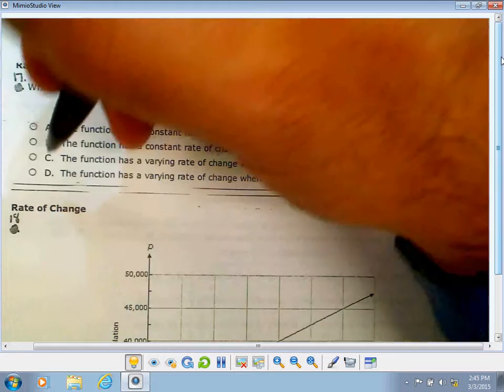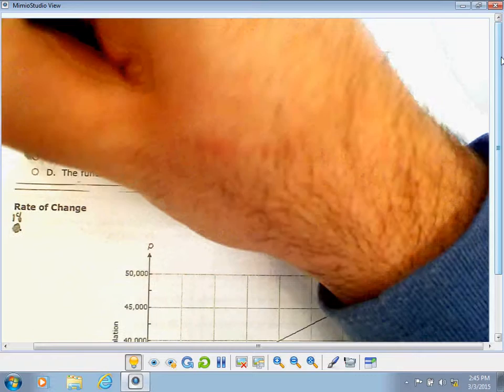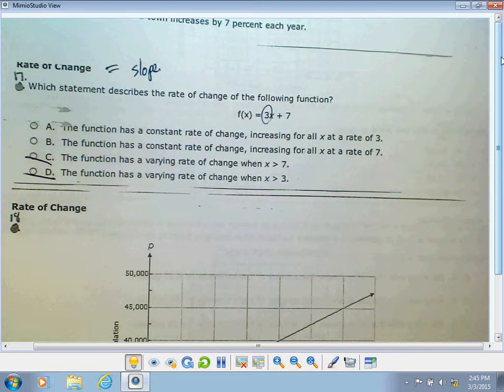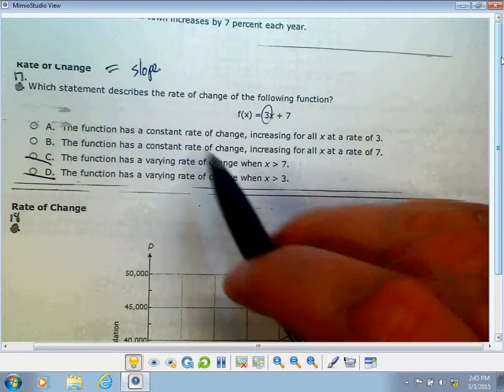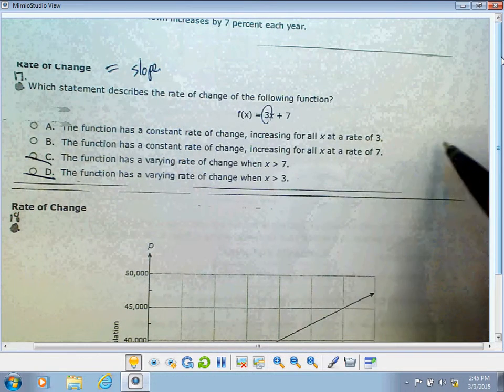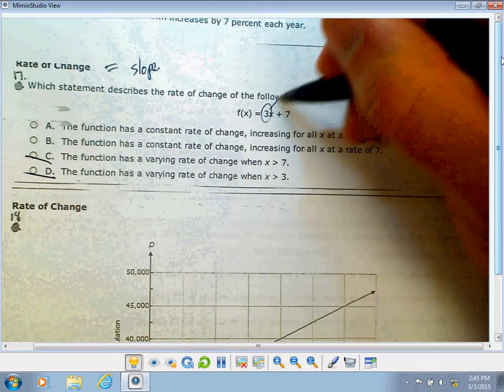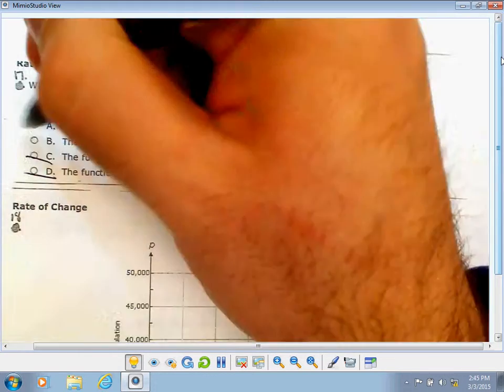So when it says the function has a varying rate of change, that means changing. It's not C, it's not D. These are linear functions, which means that their rate of change is always the same or constant. So the only question is, is it changing at a rate of 3 or changing at a rate of 7? Okay, well, what's the slope? The slope is 3. So it is A.